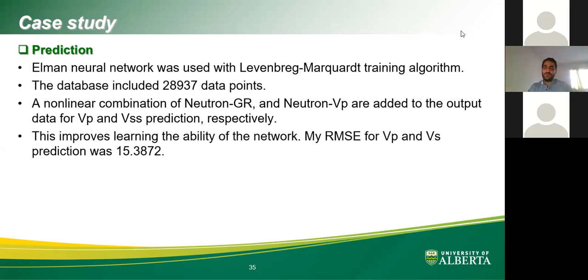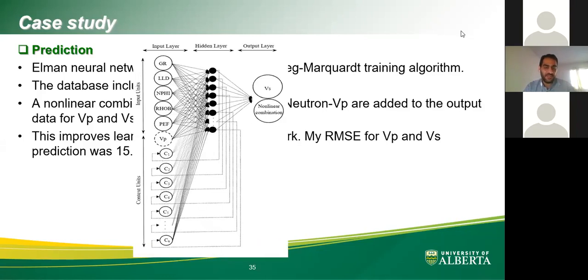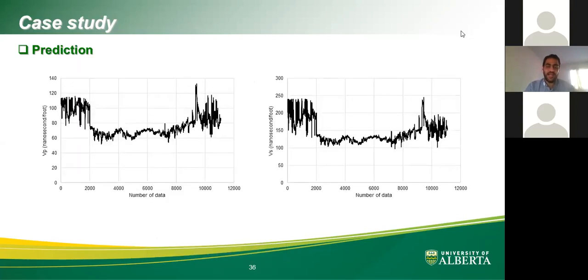And maybe it's very interesting to you that the RMSE for the first ranked team in the contest was about 12.5. If I use the third solution, I would stand in the first place. But now I stand in the seventh place with the RMSE of 15.38. And you can see here the structure of the network that I developed for VP and VS prediction. You can see here the input data, and I use a nonlinear combination. It's very important. I strongly recommend you use this strategy for training your network in your own project. And you can see here my results for VP and VS prediction in the test database.